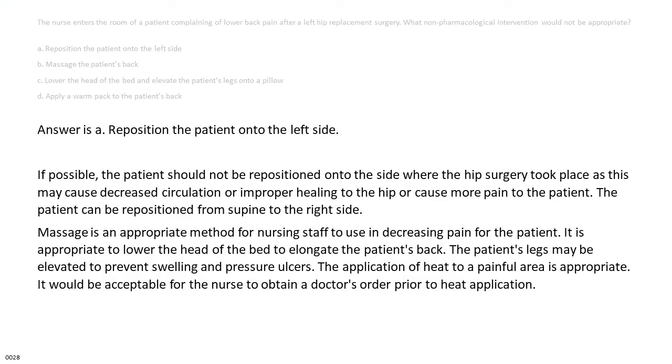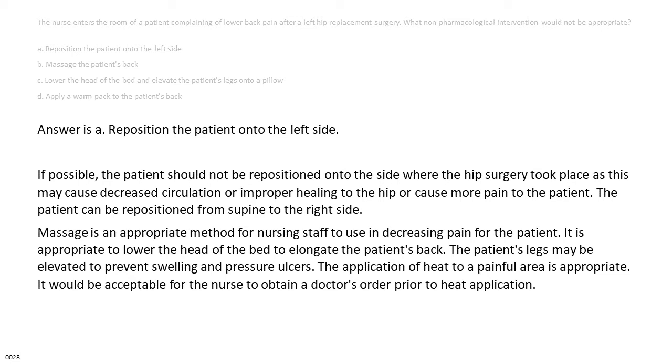Answer is A. Reposition the patient onto the left side. If possible, the patient should not be repositioned onto the side where the hip surgery took place as this may cause decreased circulation or improper healing to the hip or cause more pain to the patient. The patient can be repositioned from supine to the right side.